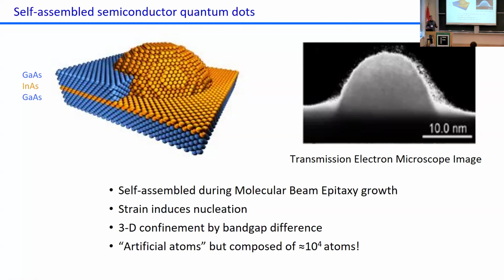And after a certain critical thickness is reached, it will no longer be thermodynamically favorable for indium arsenide to grow strained. And we will have the formation of these nanometer-scale islands of indium arsenide that we then recap with gallium arsenide. So you can see from this transmission electron microscope image that we get these lens-shaped nanostructures, which are about 20 nanometers in size.